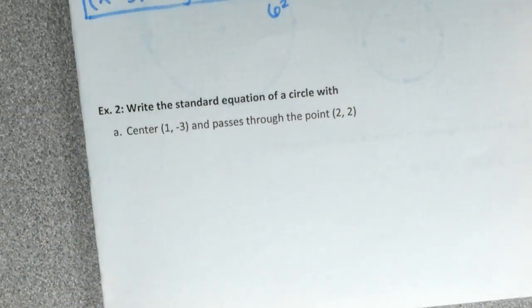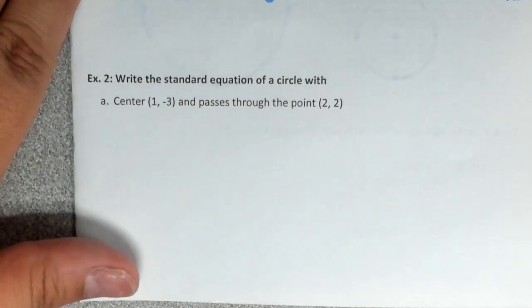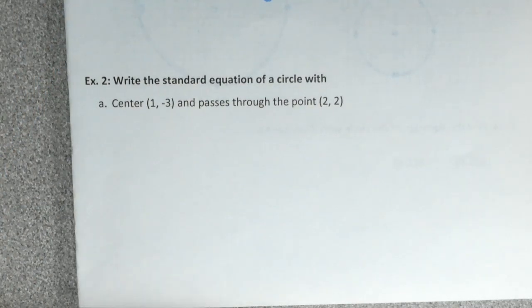Let's go back to the bottom here. Example 2, I skipped it. Example 2 says, write the standard equation of a circle if the center is (1, -3), and it passes through the point (2, 2). Well, what is my equation going to be?